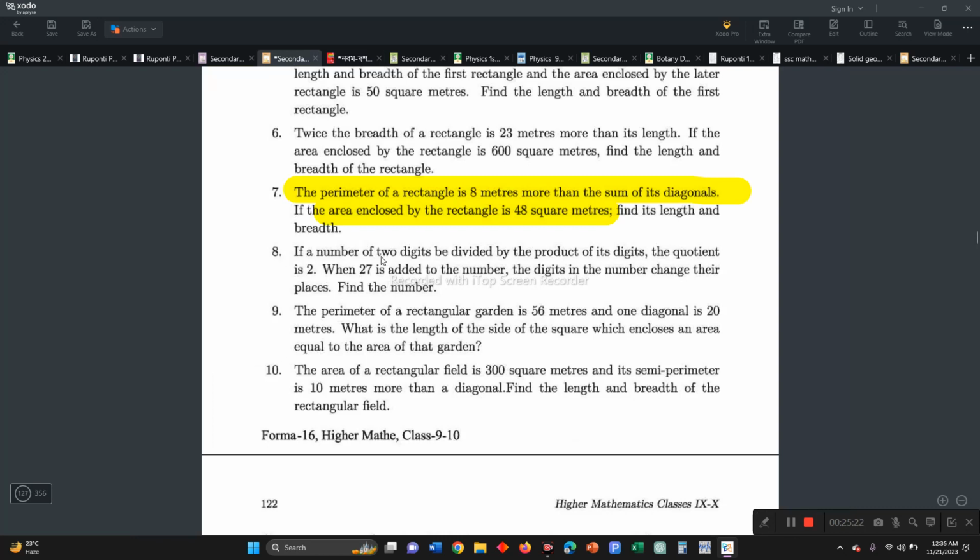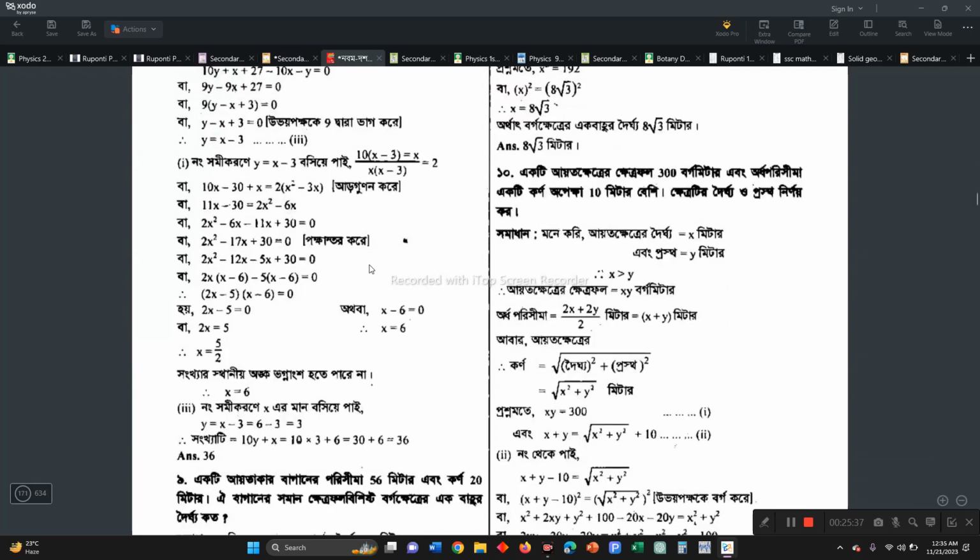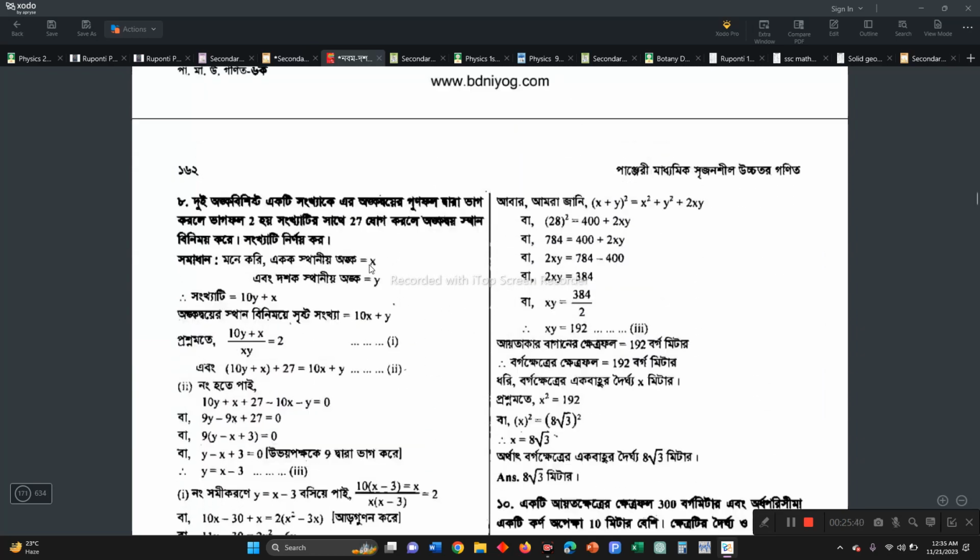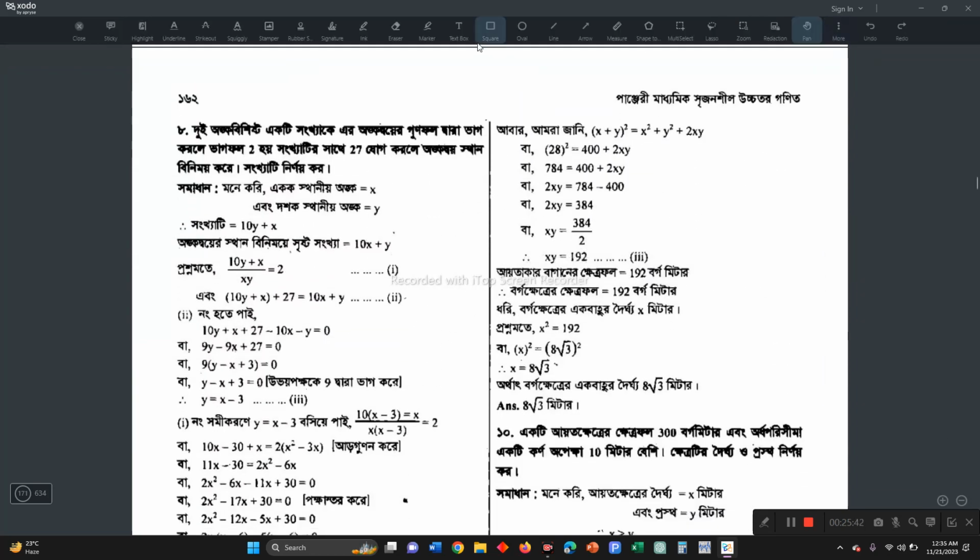Now, number 8. If a number of two digits is divided by the product of its digits, for this type of question, let the unit digit be x and the tenth digit be y. So what will be the number? The number will be x plus 10y. And the product of the digits will be x into y.